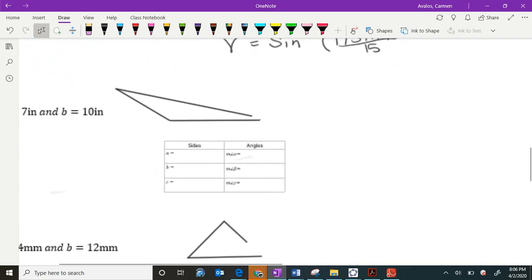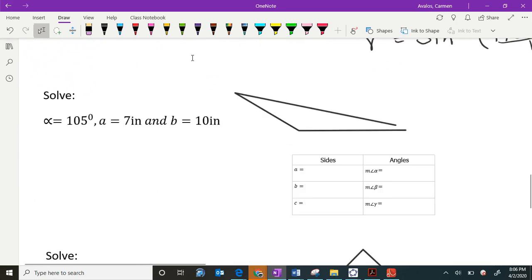So let's look at these problems right here. In this case, I have alpha, and then I have A. So I know that these are two opposites, and then I have another side. Since these two are opposites of each other, I know I have the case of side-side-angle. And so what happens if I have 105? I know that this angle is going to be obtuse because it's bigger than 90 degrees, and the opposite of that is going to be 7 inches, and the adjacent side is 10 inches.